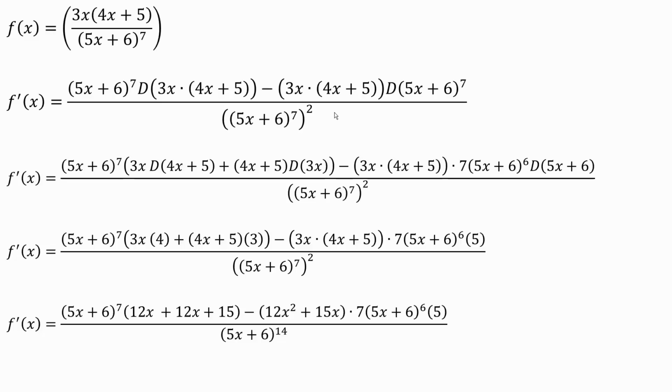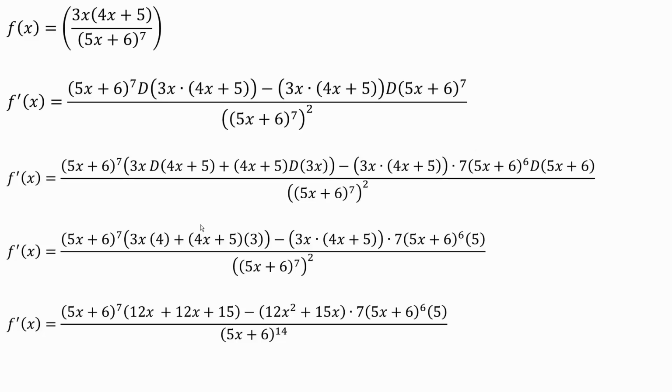And so now we will have a number of things to do: product rule and chain rule. So this piece right here will involve using the product rule. So 1d2 plus 2d1. 1 meaning the 3x times d, derivative of 2, 4x plus 5, plus 2, so 4x plus 5, d1, derivative of 3x. Now this piece right here, we need to use the chain rule, and so that's going to be the derivative of the outside function. So the 7 goes to the front, and then you do 7 minus 1 becomes 6, and the inside remains the same. Then we do the derivative of the inside function. So that's why we have derivative of 5x plus 6.